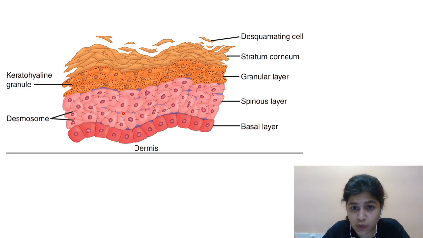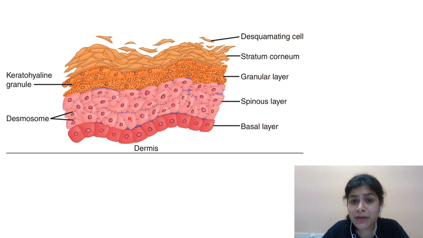Now these desmosomes contain certain proteins which are called desmogleins. These desmogleins are of two types, desmoglein 1 and desmoglein 3. Now desmoglein 1 is expressed in the most superficial layers of the epidermis, while desmoglein 3 is expressed in the suprabasal layers of the epidermis.